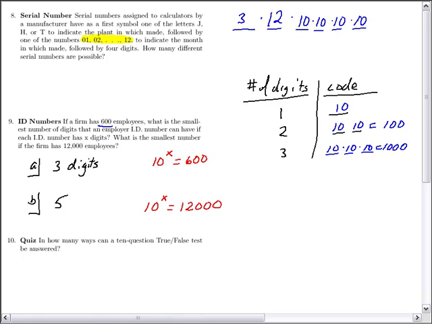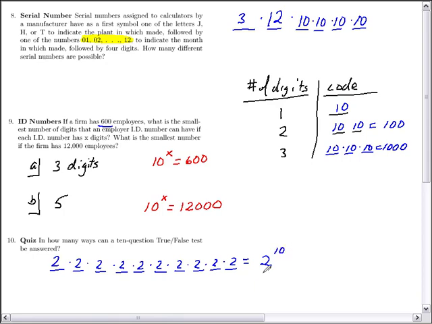Next question. How many ways can a 10-question true-false test be answered? Well, 1, 2, 3, 4, 5, 6, 7, 8, 9, 10 blanks. 1 blank for each question. Now it's true-false. Now we're going to make an assumption real quick here. If we assume that every question has to be answered, then each blank has 2 choices. Either true or false, or in other words, 2 to the 10th.